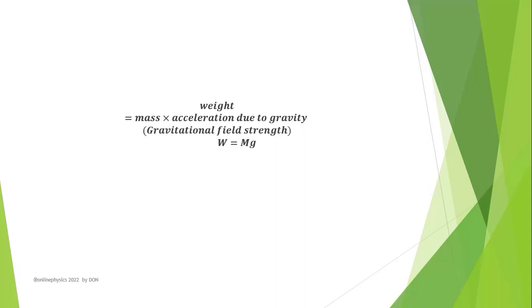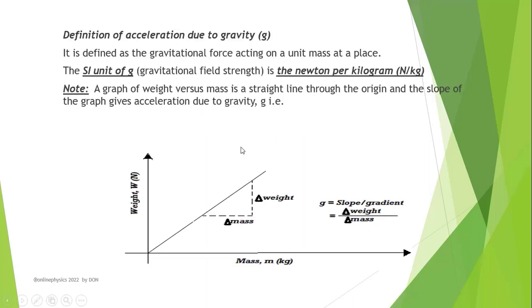Mathematically, you can say weight is equal to mass times acceleration due to gravity, or the gravitational field strength. And we can represent that by the formula W = mg. So that takes us to this other part whereby we can define acceleration due to gravity as the gravitational force acting on a unit mass at a place, and the SI unit is Newton per kilogram.